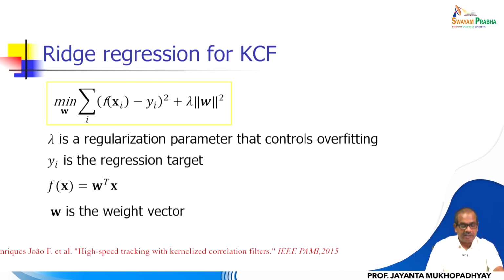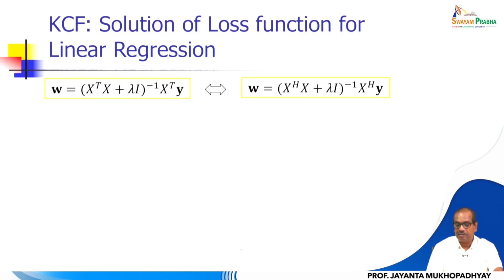If I use ridge regression with the circulant matrix representation, then the solution can be simplified and expressed conveniently in the Fourier domain. So once again, let me give you the solution here. If I assume these are complex entities, then this can be equivalently represented using the Hermitian transpose. When everything is real, it is represented in this form.